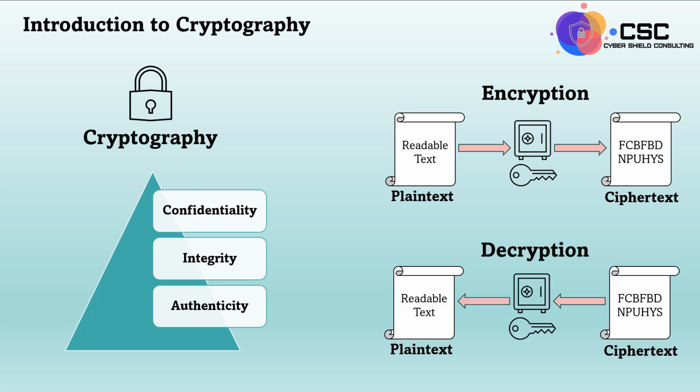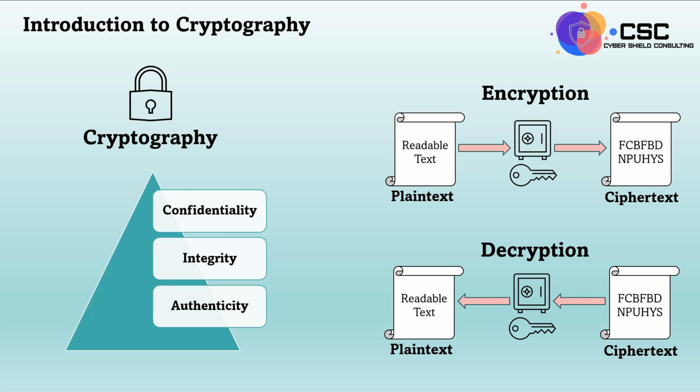Decryption, on the other hand, is the reverse process of encryption. It takes the ciphertext and converts it back into readable plain text using the correct key. Think of encryption as locking information in a secure vault, and decryption as using the right key to unlock and access the original message. In summary, cryptography helps protect information by ensuring three things: confidentiality, integrity, and authenticity.